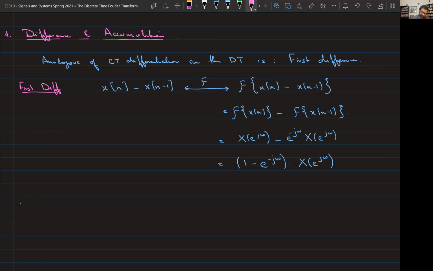What about accumulation? And what I mean by accumulation is summation from k equals minus infinity all the way up to n of x of k. Right? So basically, add up everything that happened in the past, all the way up to n, and tell me the result.